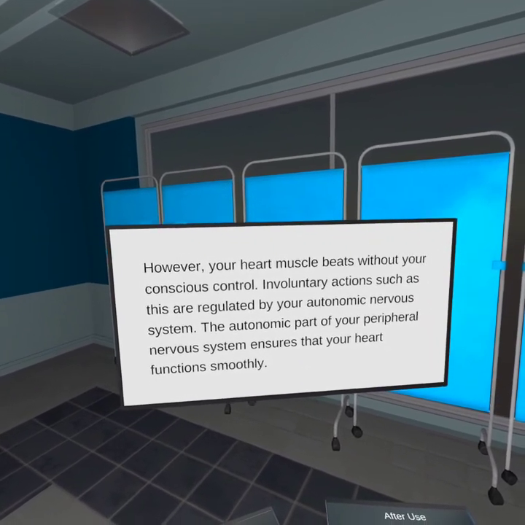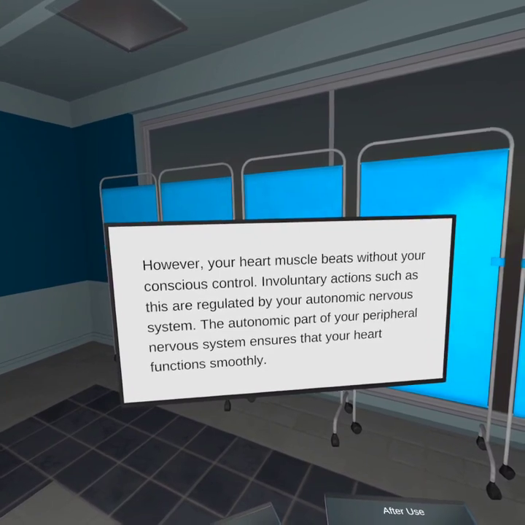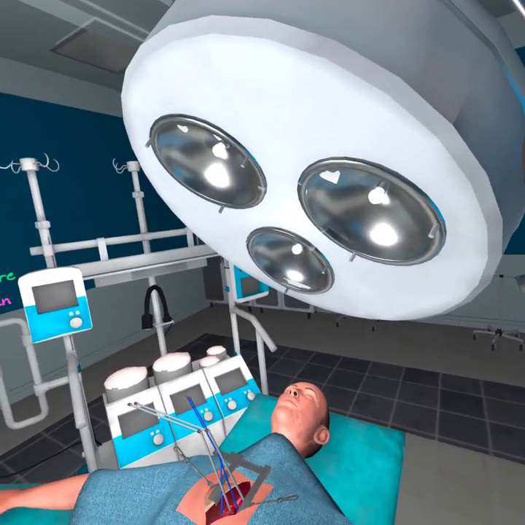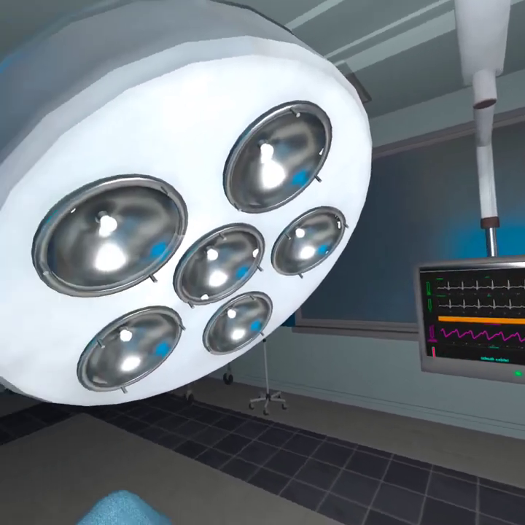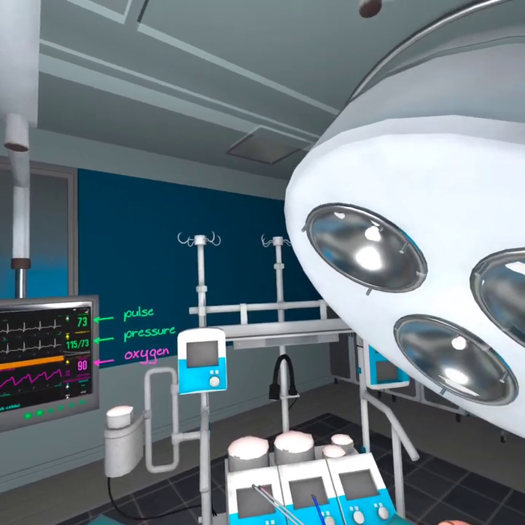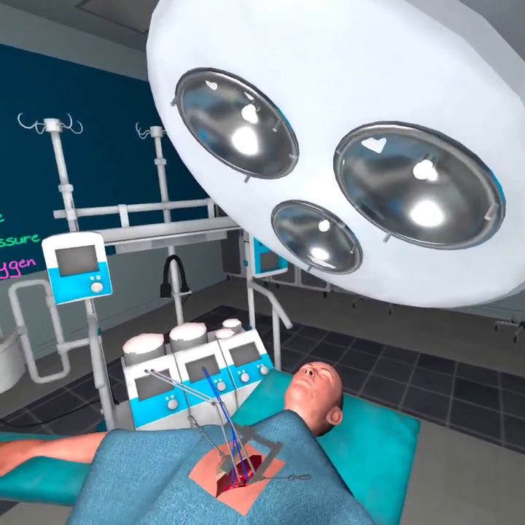However, your heart muscle beats without your conscious control. Involuntary actions, such as this, are regulated by your autonomic nervous system. The autonomic part of your peripheral nervous system ensures that your heart functions smoothly.